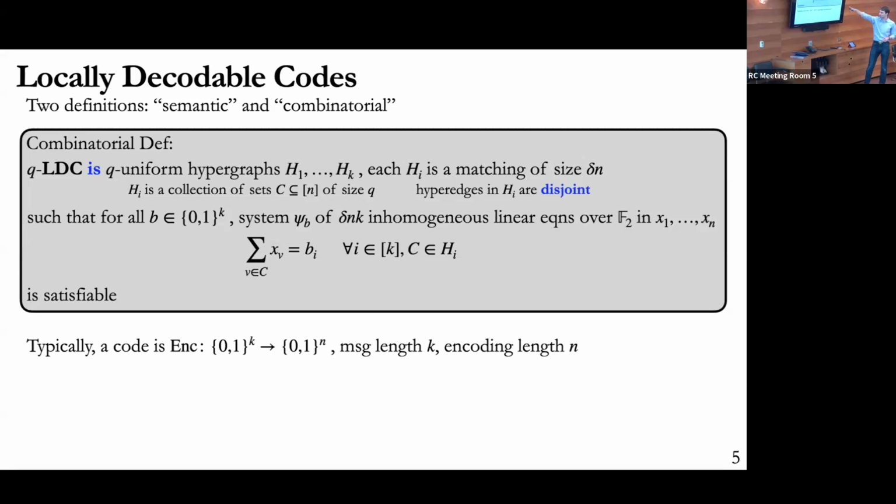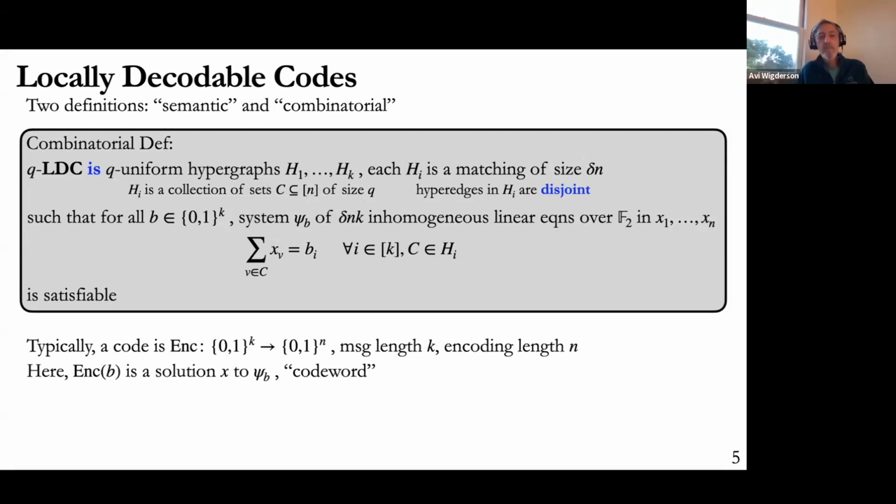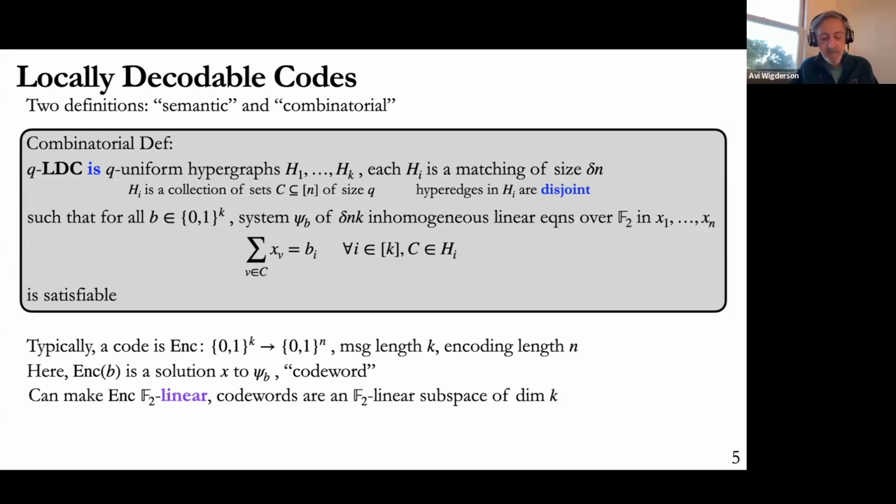So given these matchings h1 through hk, I can define my encoding map by encoding b via some solution to the system of linear equations. In fact, you can pick the solutions in some careful way, by not picking an arbitrary solution for each choice of b, but picking them in a way that is consistent across the different choices of b, so that this encoding map is F2 linear. That means, remember, {0,1}^k I can think of as F2^k, it's just a vector space, and same with {0,1}^n. And so this encoding map is some injective map from {0,1}^k. And that means that the image of the map, the codewords, are just a vector space of dimension k in F2^n.